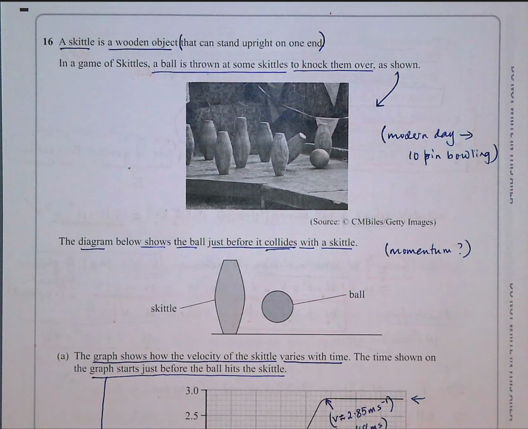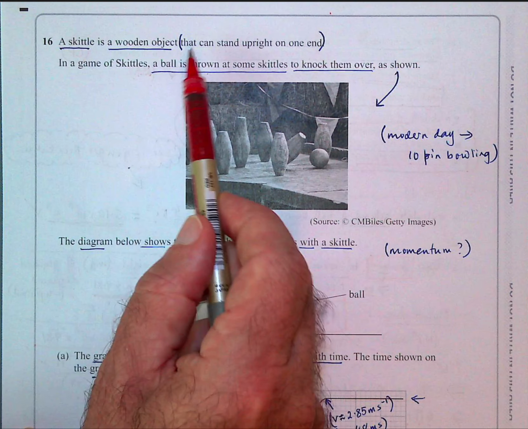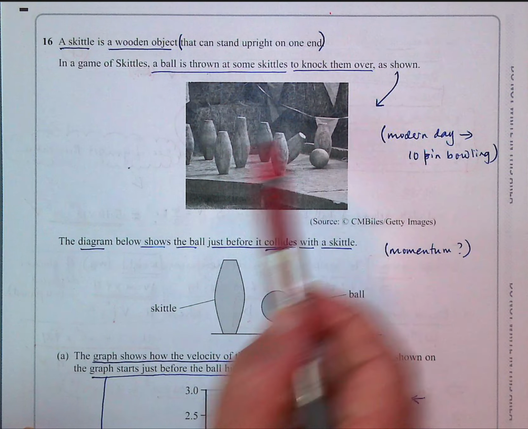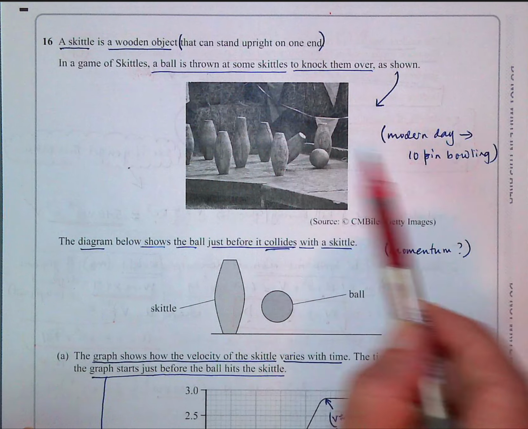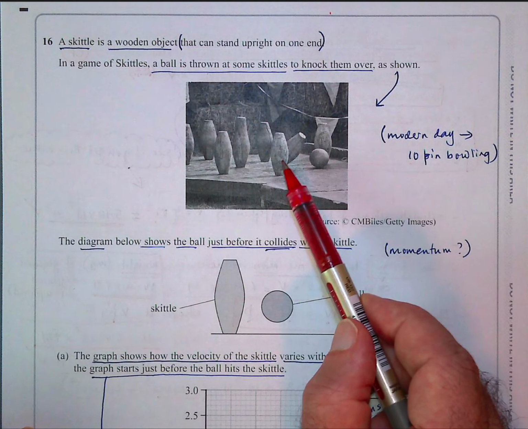So here is question 16. It's about skittles. Skittles is the old form of 10-pin bowling. So a skittle is a wooden object that can stand upright on one end. So here they are. They haven't got the heads like they've got in 10-pin bowling, and those heads are probably there because in 10-pin bowling the pins automatically get taken by machines. The original skittles were this shape.